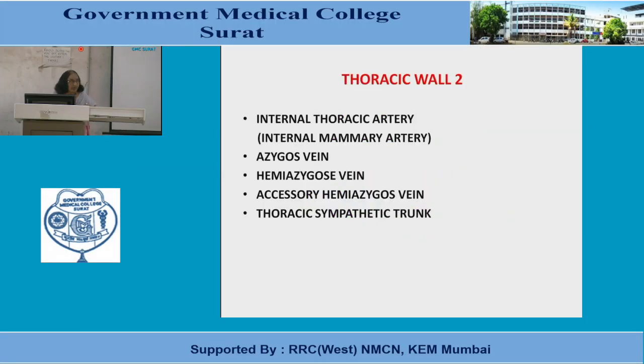Today I will start the thoracic wall 2. Last Thursday, I finished my lecture on thoracic wall 1. Today's topics include the internal thoracic artery, which is also known as the internal mammary artery, then the azygos vein, the hemiazygos vein, the accessory hemiazygos vein, and the thoracic sympathetic trunk. Now moving into the detail of each.